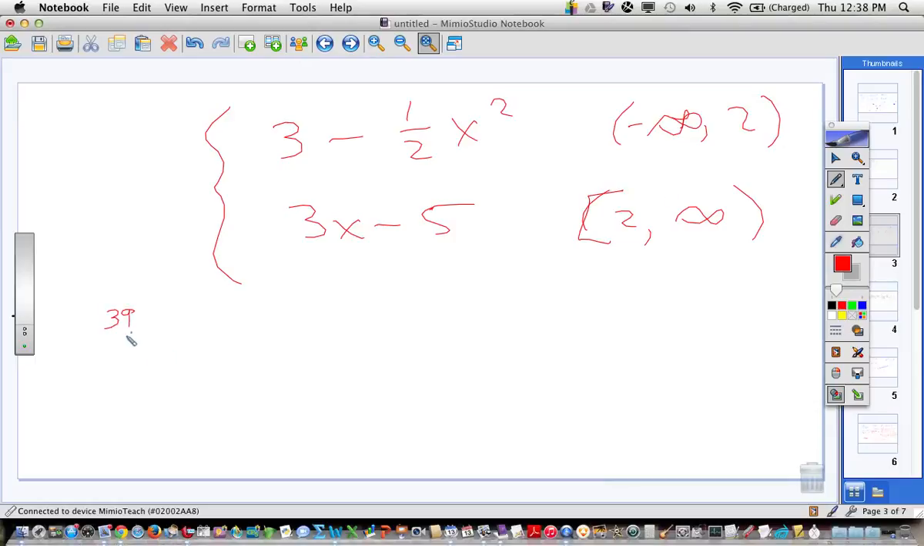39 says the limit as x approaches what? 3. Okay? So what'd you do? You plugged in a 3 where? To the bottom one? Why the bottom one? Because that's where 3 is. It's from 2 to infinity. 3 is not part of this one, it's part of this one. So you plug the 3 in, and you got 1. Did I do that right? No. That's awful. What am I doing? 4. 3 times 3 is 9. 9 minus 5 is 4. Okay? All right.